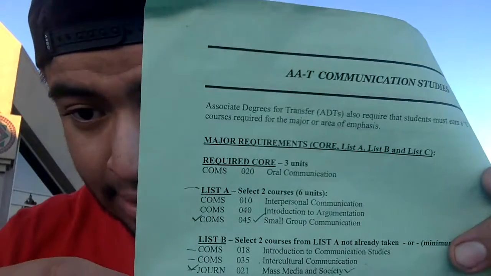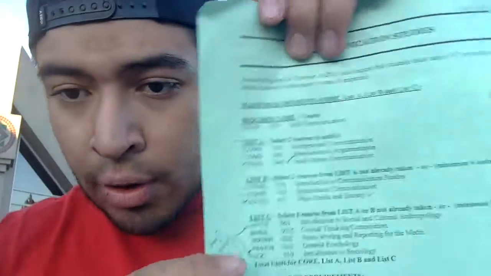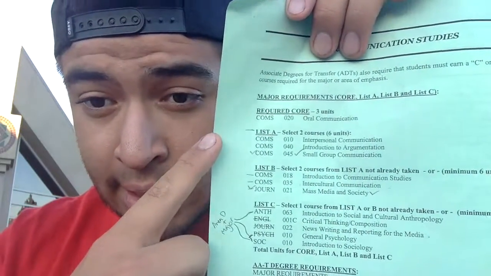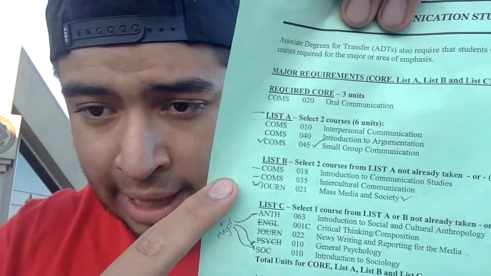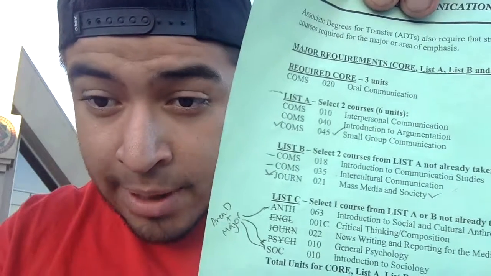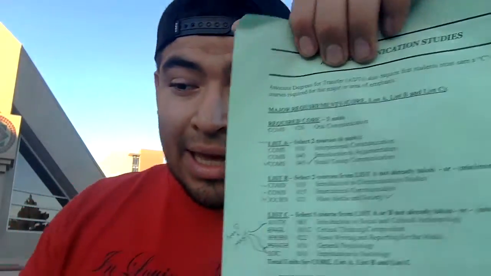Now that you have that done, you look at these classes. Your core required, List A, List B, and List C. For your core required, I need to take one class. For List A, I need to pick 2 classes. List B, I need to pick 2 classes. And List C, I need to pick 1 class. The beauty about this list, guys, is that if you look at all the GEs, some of these on here are on here as well.